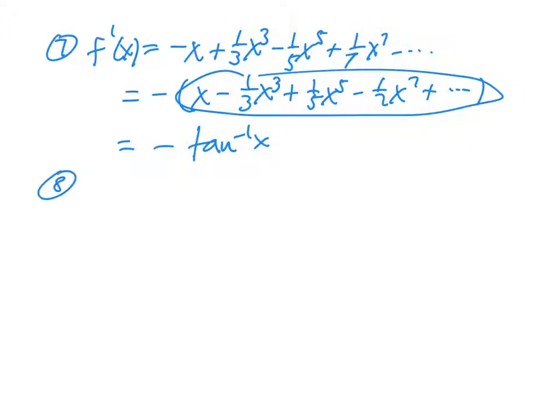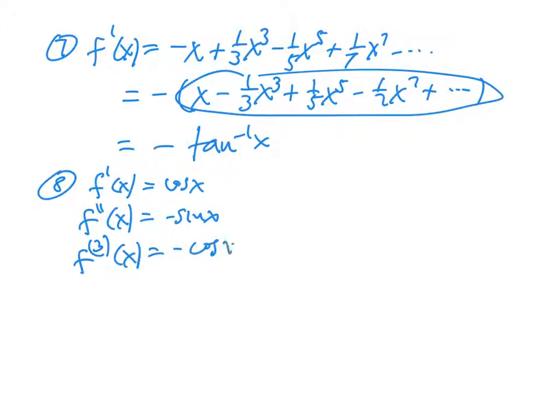Number 8. If f of x is sine x, compute the 2357th derivative. Well, obviously, there's going to be a pattern, right? So let's do the first derivative. What's the first derivative? Cosine x. Second derivative is negative sine x. Third derivative is negative cosine x. Fourth derivative is sine x. And then the fifth derivative is going to be cosine x. So what's happening is it repeats every 4.